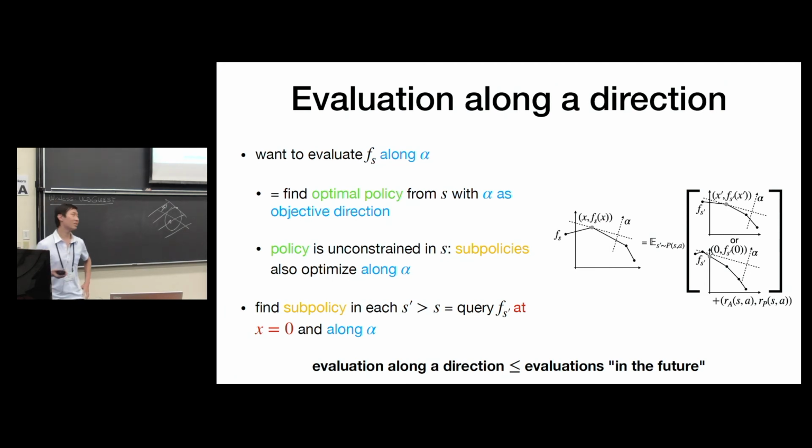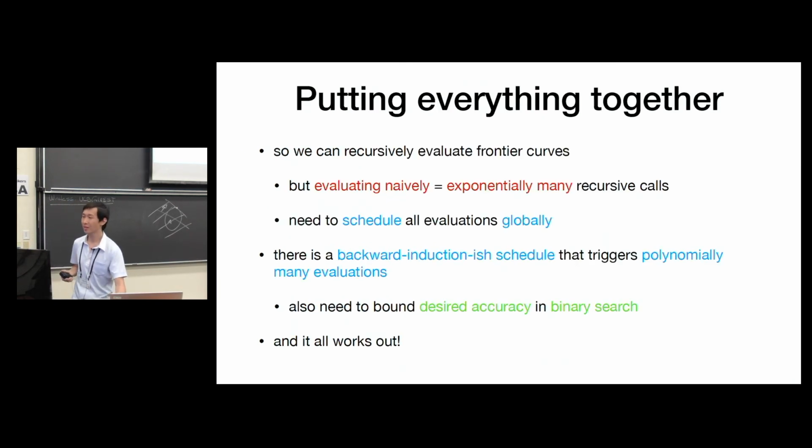So the bottom line here is that one query along a direction reduces to many queries in the future. So there are no cycles in those queries. So now we can perform these evaluations. Because there are no cycles, we can just recursively evaluate the frontier curves. It's going to terminate in finite time, right?